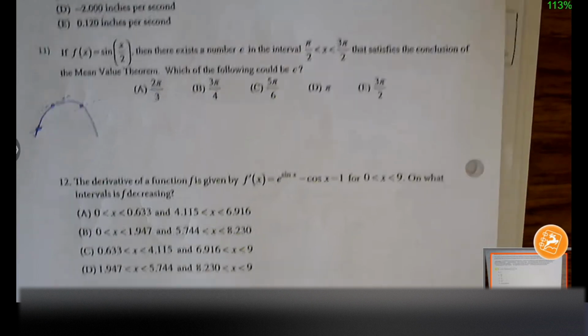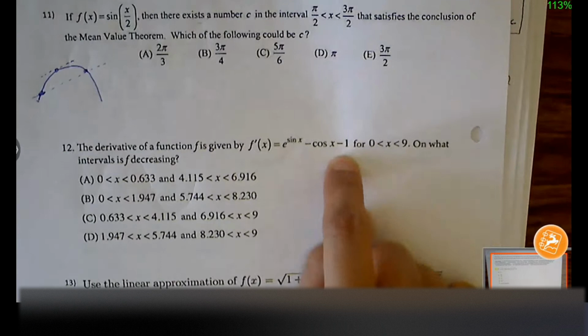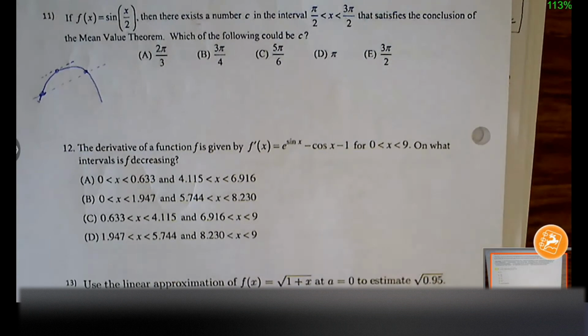Okay, number 12. The derivative of a function is given. What interval is f decreasing? So this is purely a calculator question. We just graph this, label our f prime, create our sine line, and wherever my f prime is below the x-axis is where my function is decreasing. Okay, so practice entering this into your calculator.